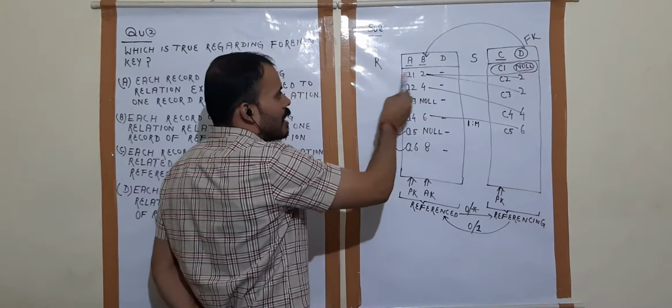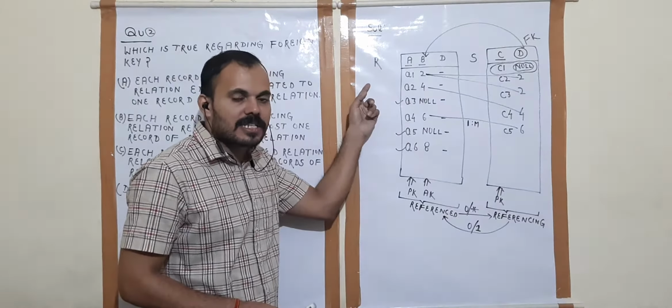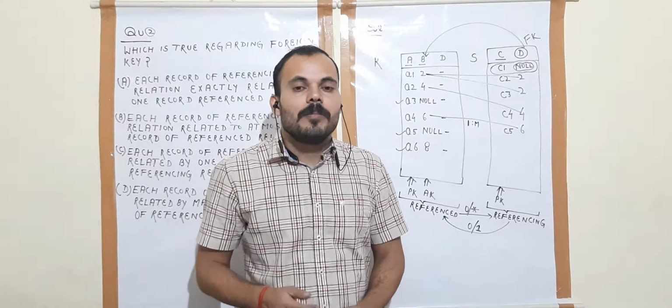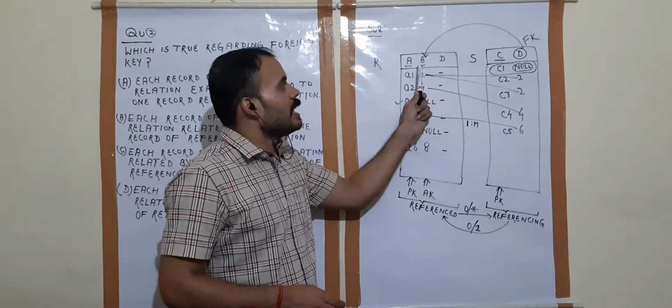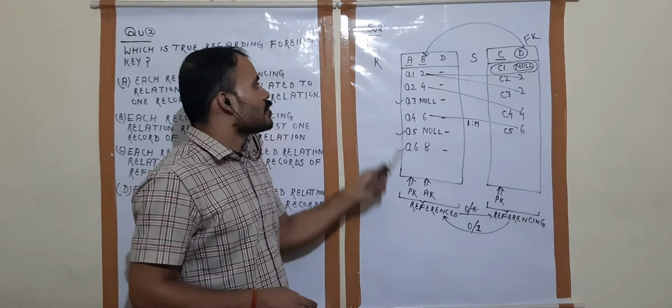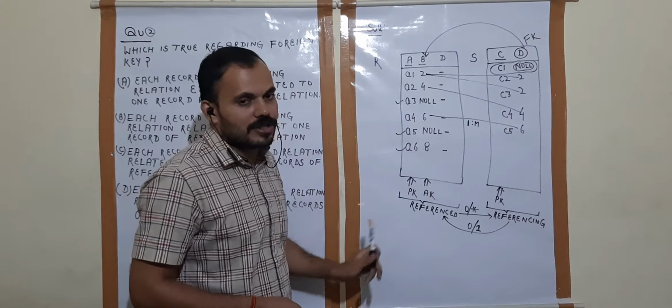Now see here, relation S is the referencing relation. Why is relation S the referencing relation? The relation which contains the foreign key is known as the referencing relation, and the relation R is the referenced relation. Why is relation R the referenced relation? Because the relation which contains the primary key or alternative key which is referred to by the foreign key is known as the referenced relation.